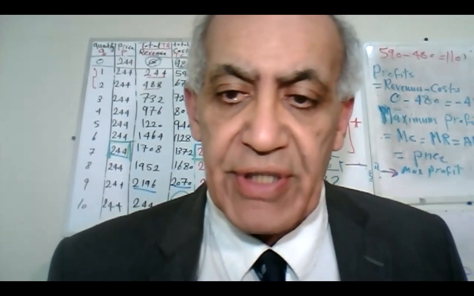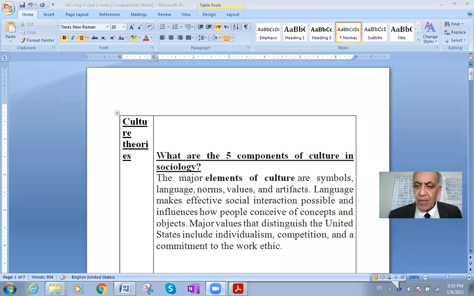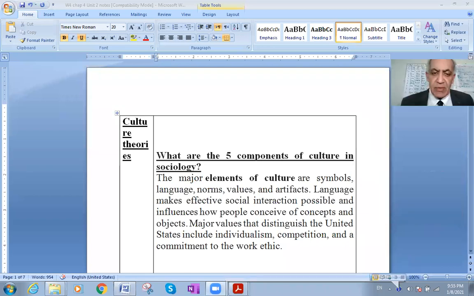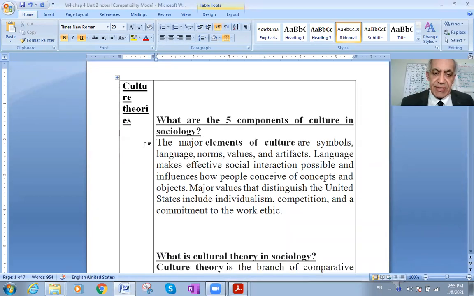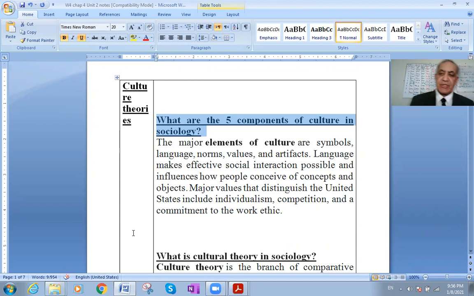The third lecture on culture. And here we go today. We will talk about the culture theories. What are the five components of culture in sociology? The components of culture are what the culture consists of.